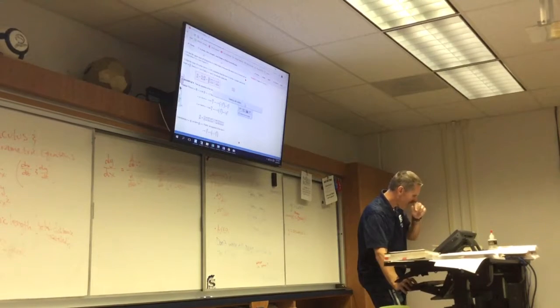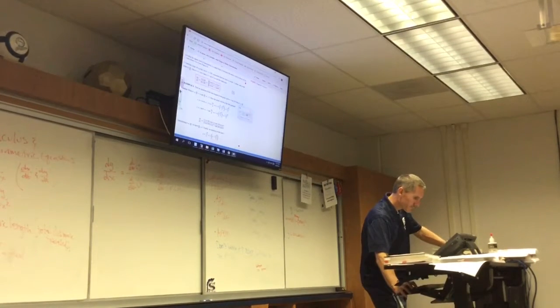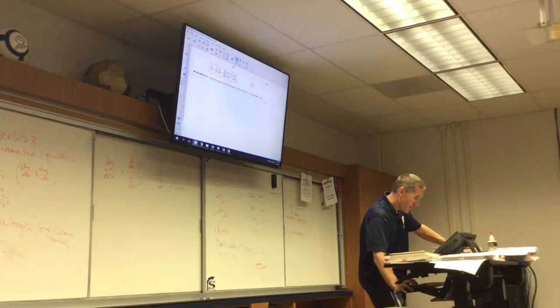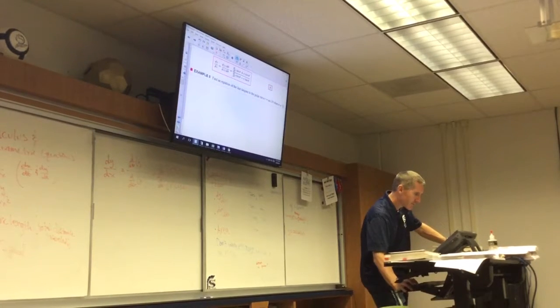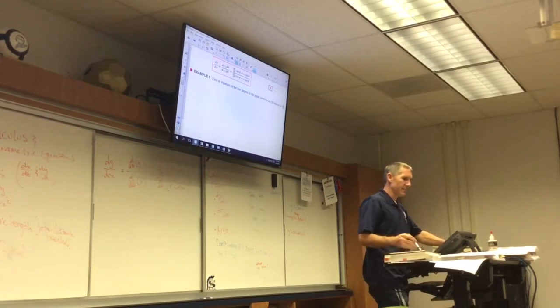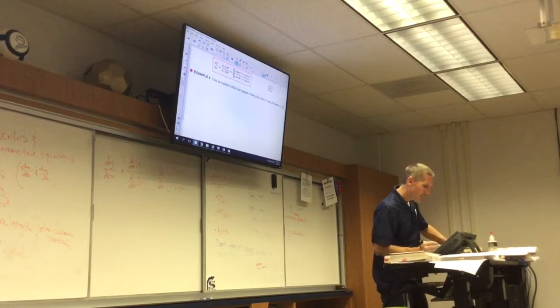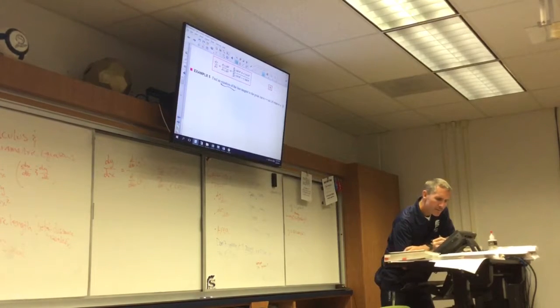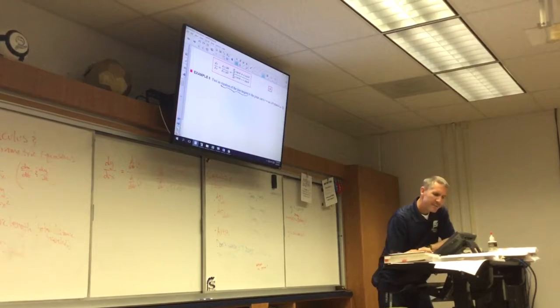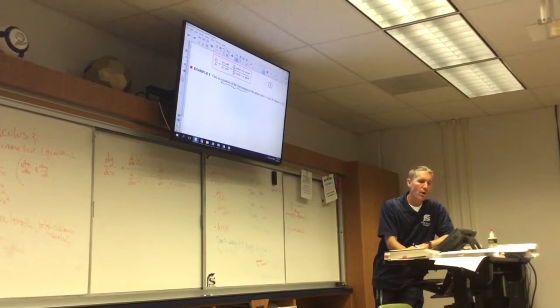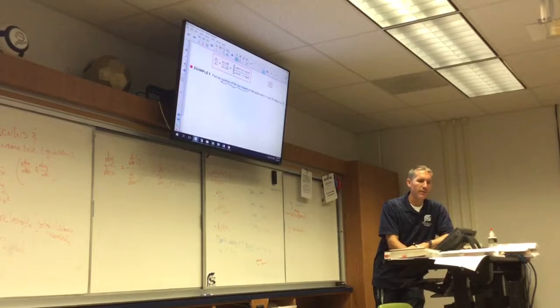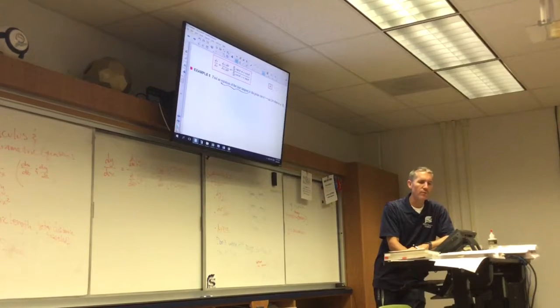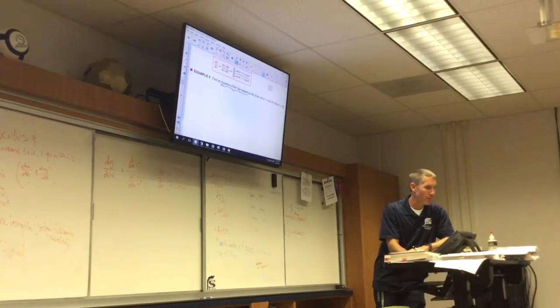So I copied the note that he had, and then here's the first example that he has. So here we go. It says, find an equation of the line tangent to the polar curve r equals sine 2 theta when theta equals 3 pi over 4.